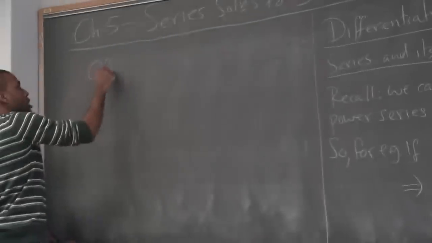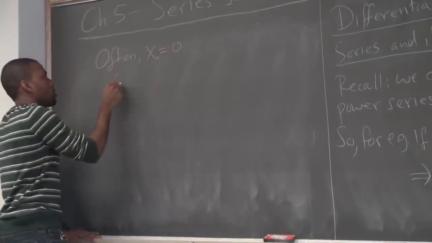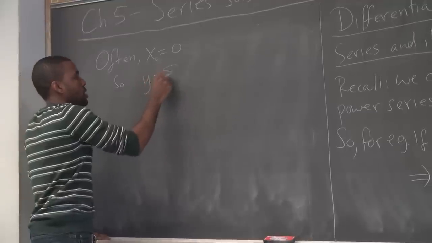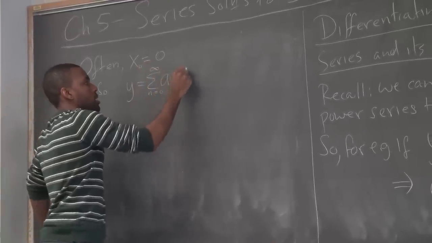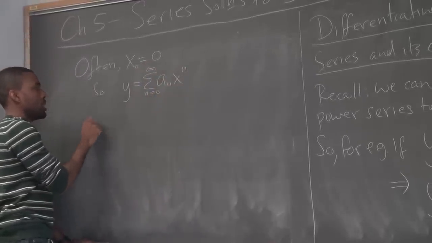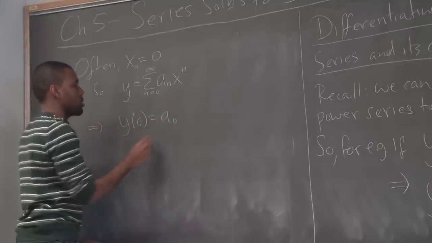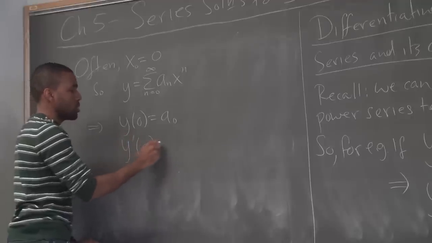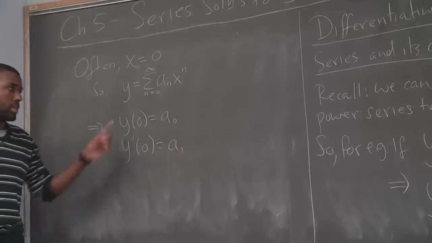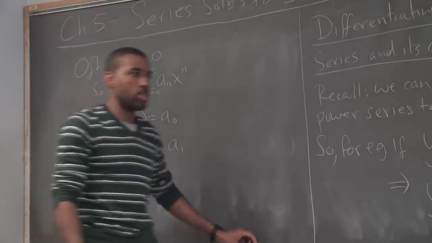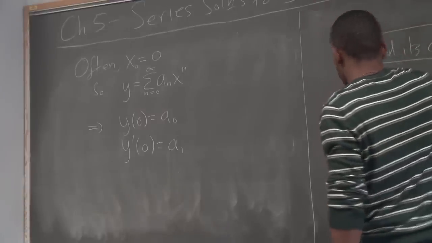What does this mean for us? Often we'll have x0 equals 0, so our y would just be the series, n equals 0 to infinity, of a_n x to the n, in which case our y of 0 would be a0, and our y prime of 0 would be a1. So this is sort of telling you about initial conditions, right? You can actually know what the initial conditions will give you as long as you can figure out the coefficients.